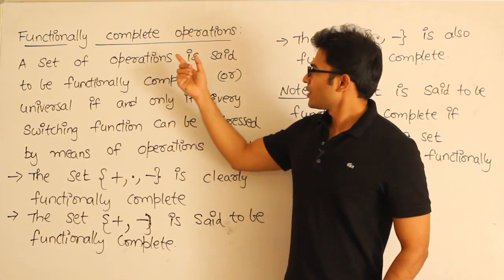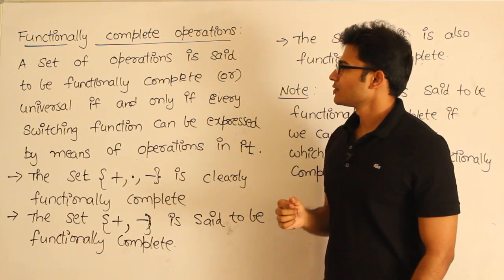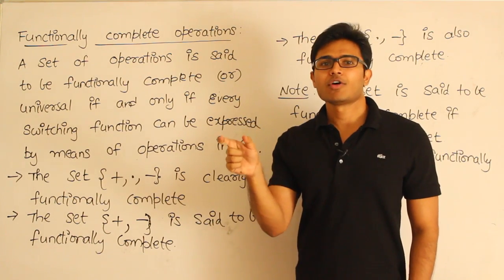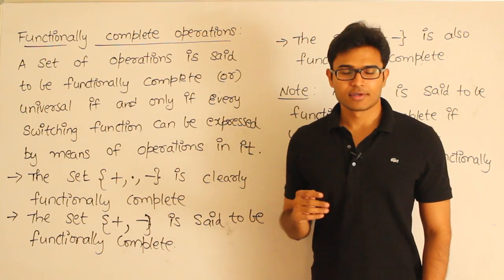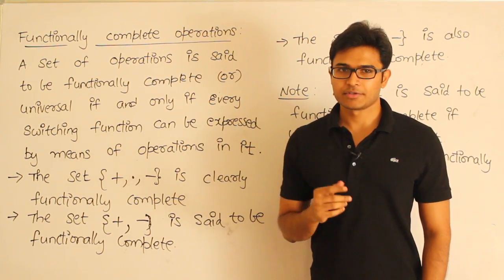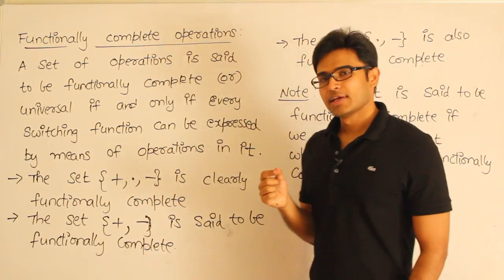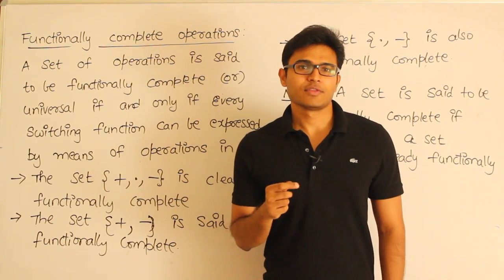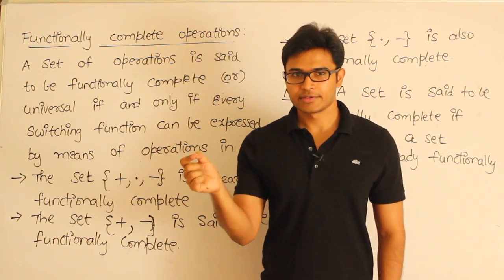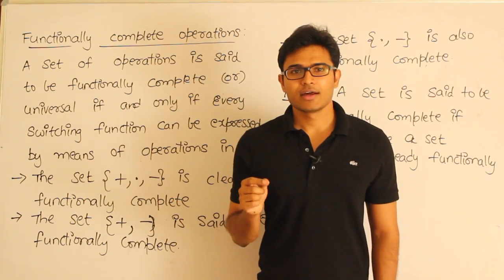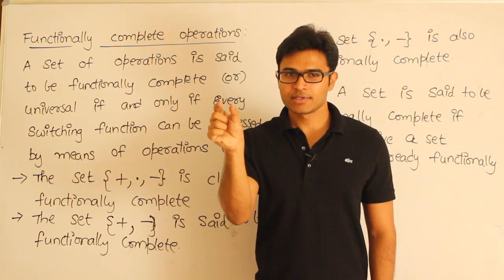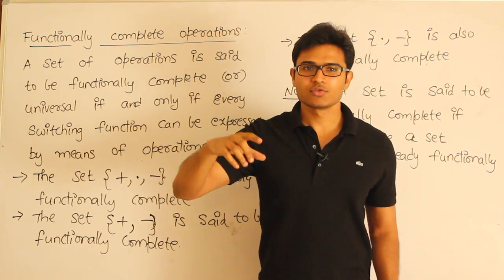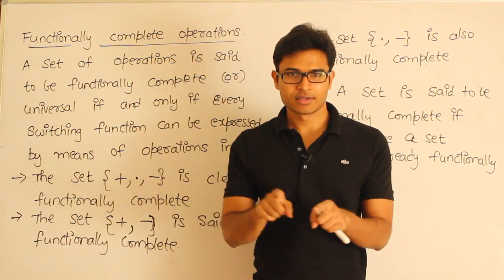Let's see functionally complete operations. So if you are given a set of operations, are they enough to construct any Boolean expression? Why is this important? When we are designing electric circuits, we actually want some building blocks. Building blocks means the smallest parts which could be put together so that we can form the bigger circuit, right?